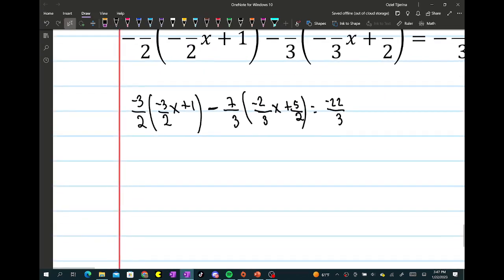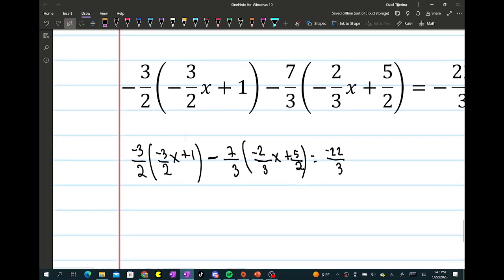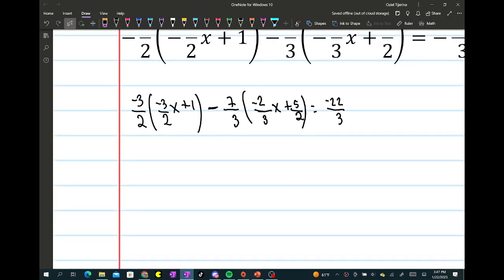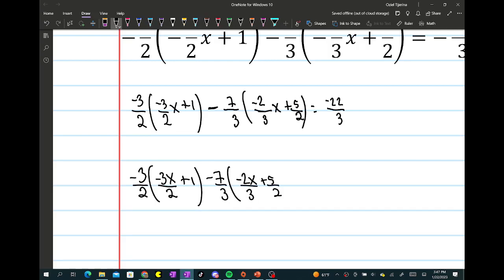So here, we're basically going, and I'm going to actually rewrite this. The way that I rewrite these kind of problems is I always like to put my x on the top of the fraction. So negative 3x over 2 plus 1, and then minus 7/3 times negative 2x over 3 plus 5 over 2. And then this is equal to negative 22 over 3.